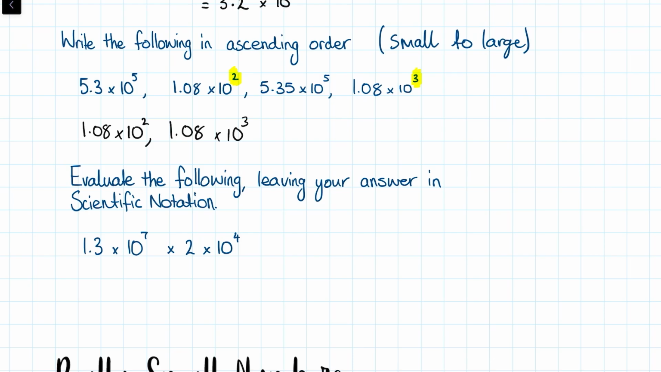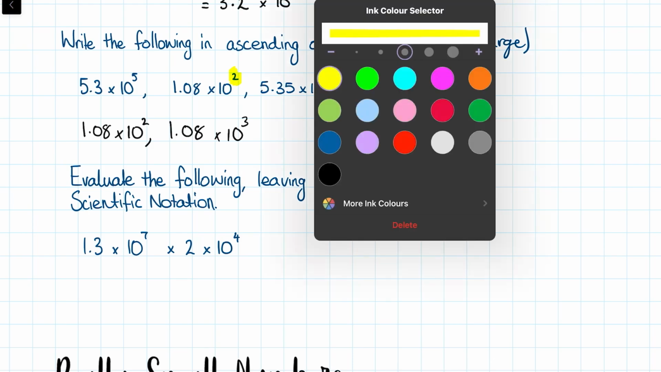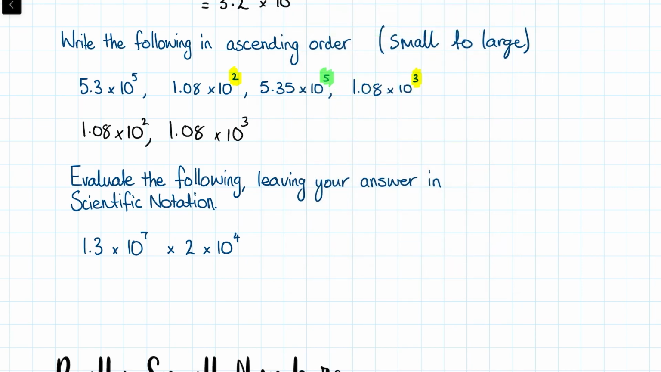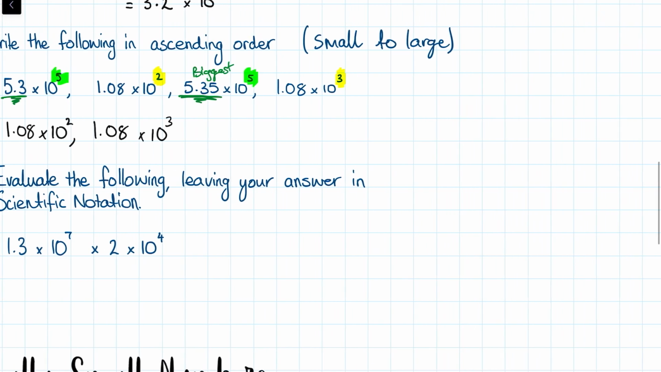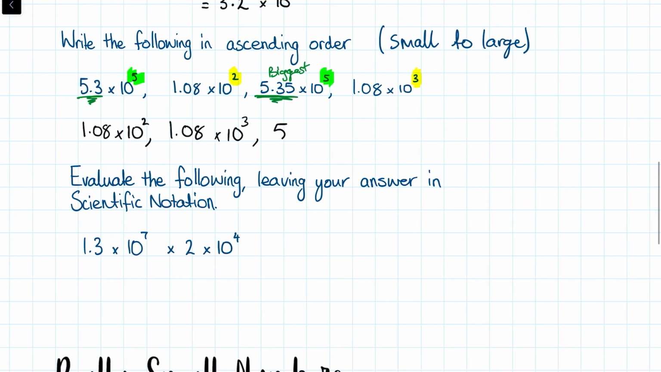Now I look for the next, but now I've got an issue. Both these numbers are to the power of 5. So now that they're the same, what I look at is which one of these two numbers down the bottom here is the biggest. And 5.35 is the biggest. So I'm going to keep going in my order. I'm going to write 5.3 times 10 to the power of 5. And then the biggest number was 5.35 times 10 to the power of 5.